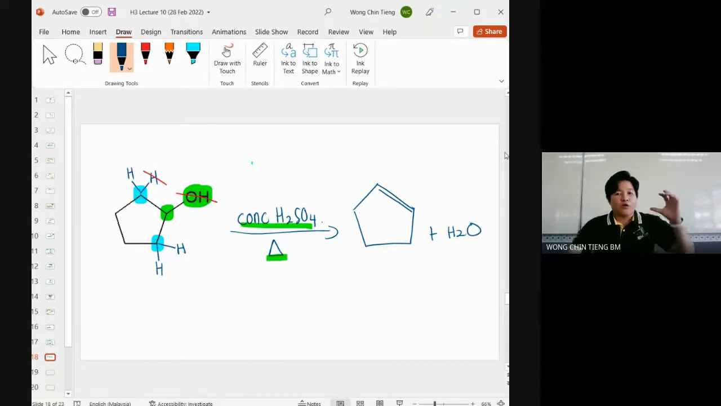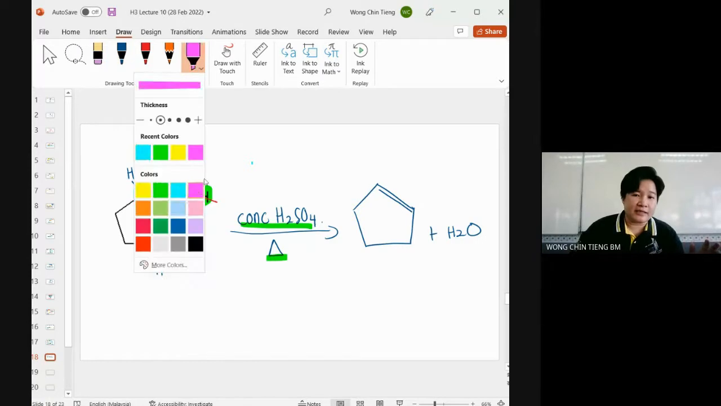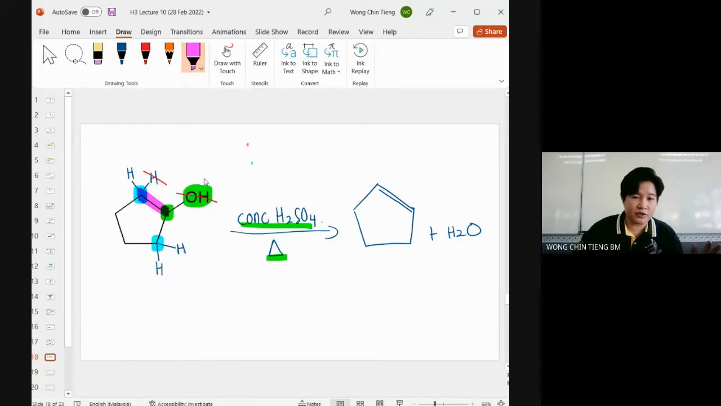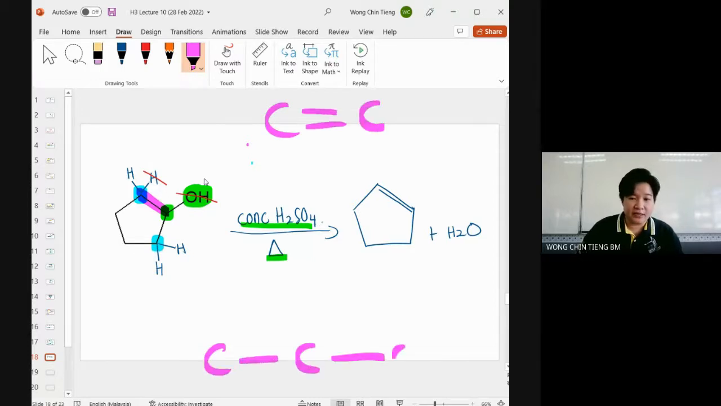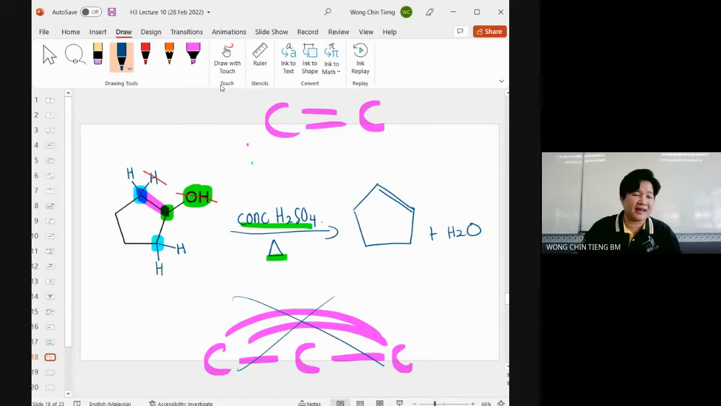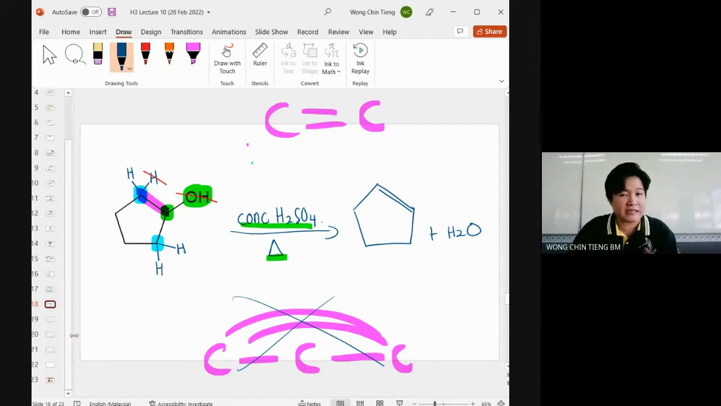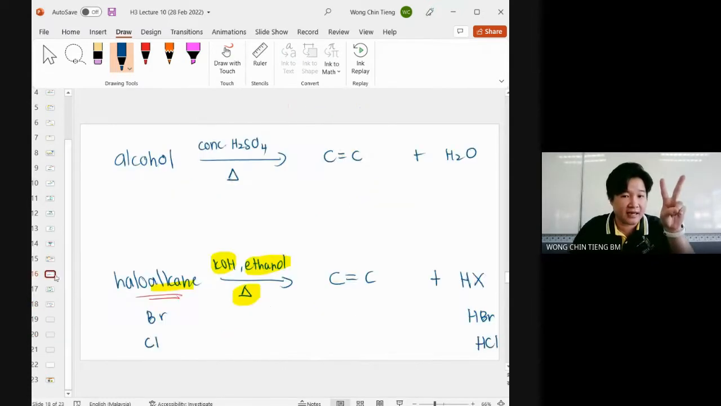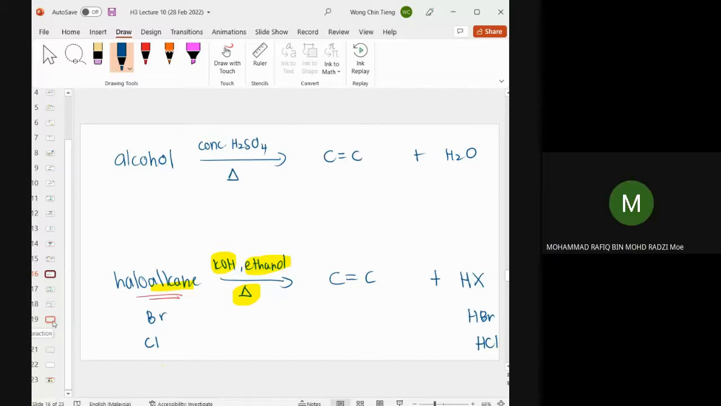So, why do we only look at the carbon that is next to it? Kita hanya akan fokus pada carbon that is next to it because you are forming a carbon double bond. Kita tak pernah ada double bond macam ni. We never have this. That's why when we are talking about carbon double bond, we only look at the adjacent carbon. Alright? That is how we prepare alkene. Kita nak hasilkan alkene ada dua cara sahaja. We use alcohol, we use haloalkane as I stated. Soalan?